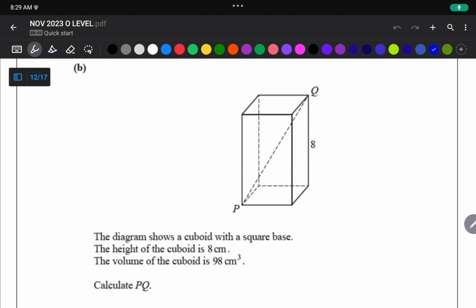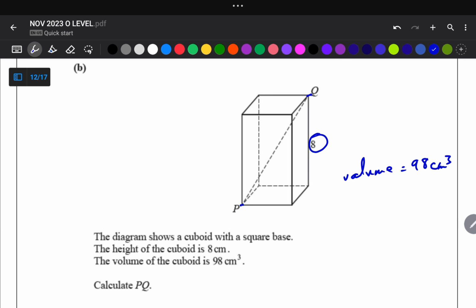So the part B of our question says the diagram shows a cuboid with a square base and the height of the cuboid is 8 centimeters. The volume of the cuboid is 98 cubic centimeters. So we are required to calculate the length of PQ. So from this point to this point, and it is given that the volume of the cuboid is equal to 98 cubic centimeters, and the height of the cuboid is 8 centimeters here. And we are also given that the cuboid has a square base.